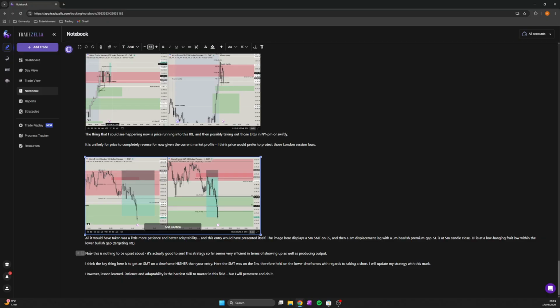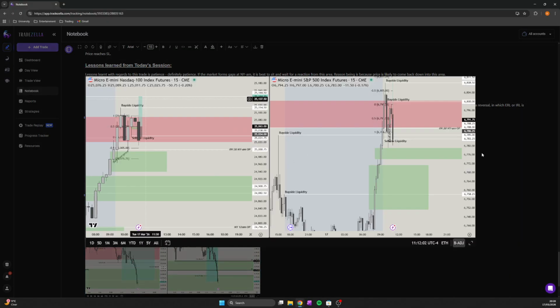Okay. Now, this is nothing to be upset about. It's actually good to see. This strategy seems to, so far, be very efficient in terms of producing output. I think the key thing here is to get an SMT on a time frame higher than your entry. Here, the SMT was on the 5-minute, therefore held on the lower time frames with the price taking a short. I'll update my strategy with this mark, which is what I did. However, lesson learned, patience and adaptability is as hard a skill to master in this field, but all it takes is perseverance, and it's accomplishable, right?